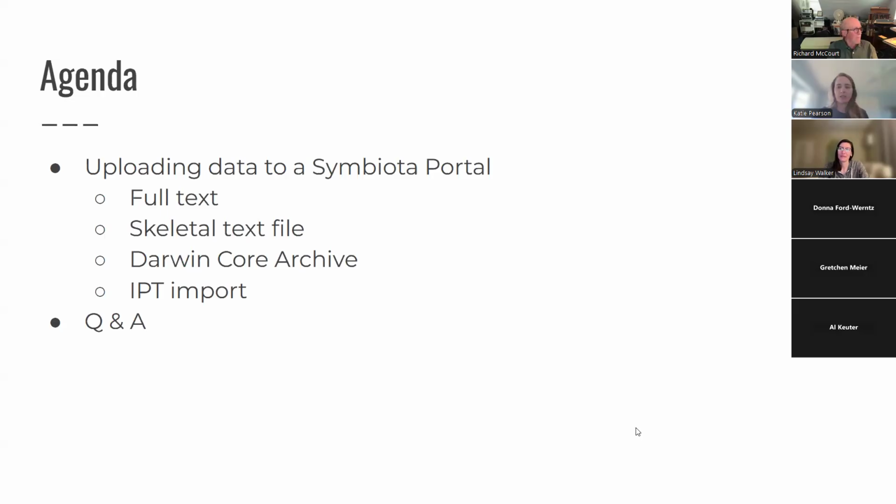So without further ado, let's talk about how to upload data into a Symbiota portal. And there are multiple ways that you can do that. You can do that through full text files, skeletal text files, Darwin Core Archive imports, and then IPT imports, which are kind of just a subset of Darwin Core Archive imports, but we'll talk about that in a second. And then, of course, we'll have some time for questions. Well, we'll try to make time for questions, but if there are more that we can't cover, then we can cover those at a future group meeting.